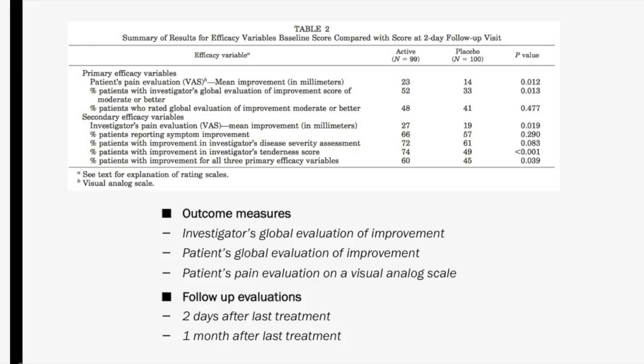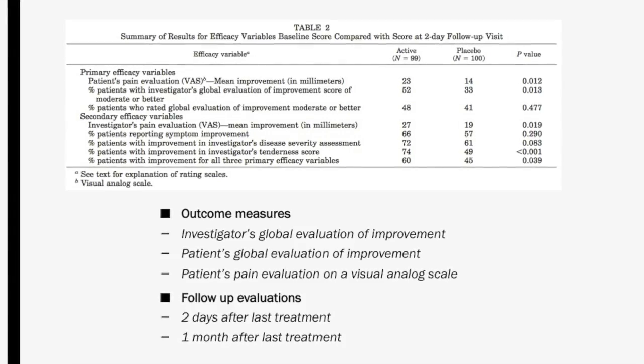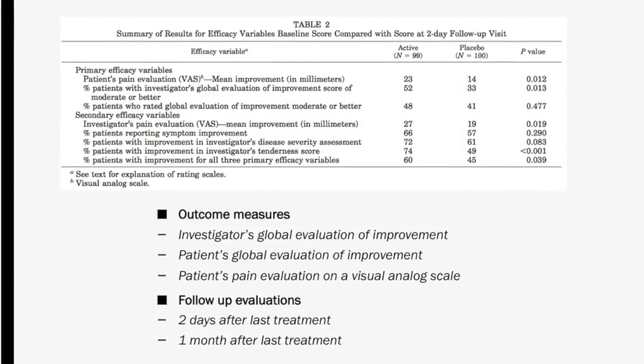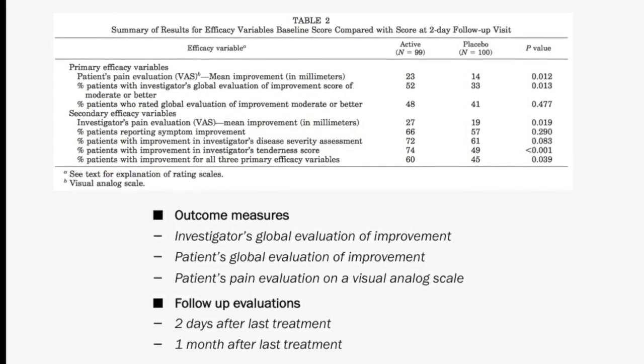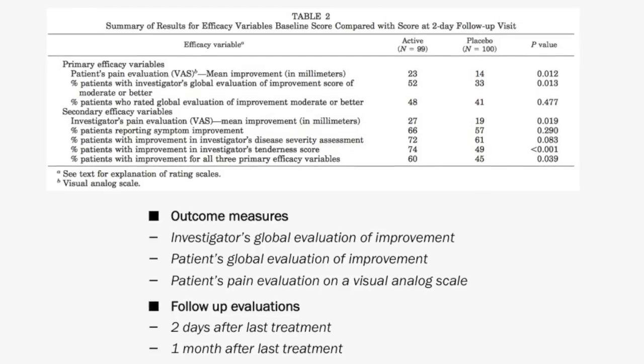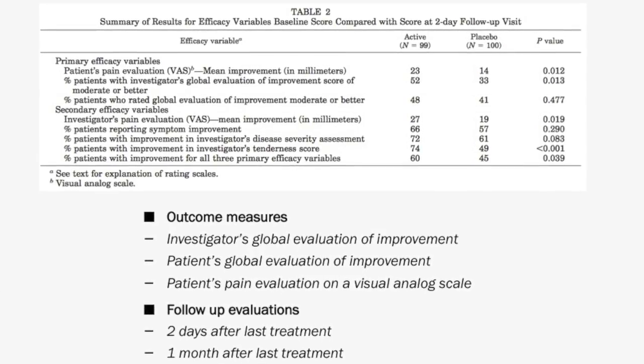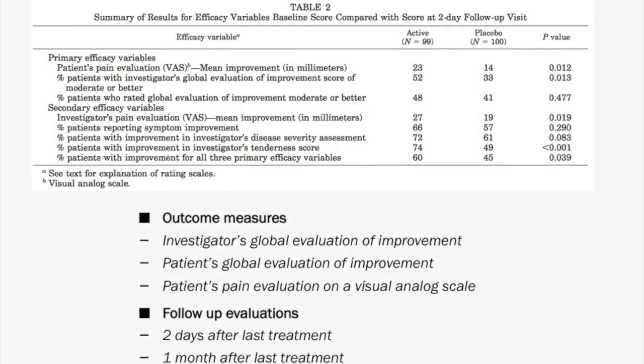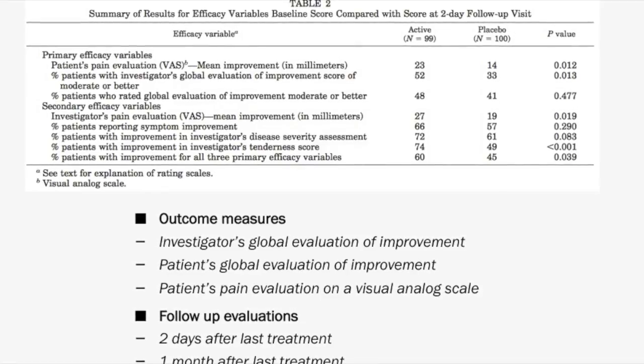The main outcome measures taken were the investigator's global evaluation of improvement, the patient's global evaluation of improvement, and the patient's pain on a visual analog scale. So, the investigators evaluated the patients at 2 days and 1 month after their last treatment session.